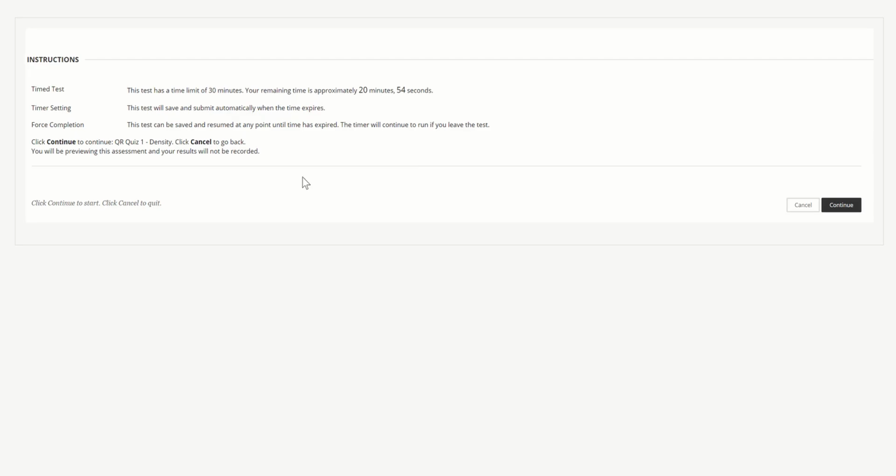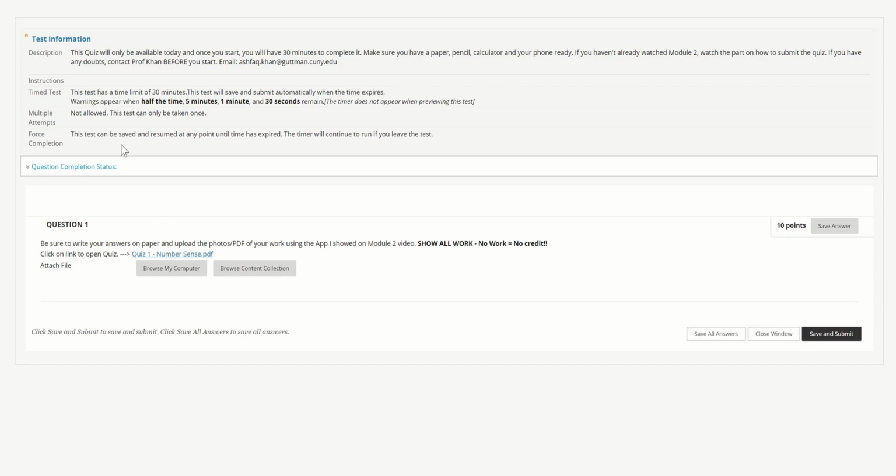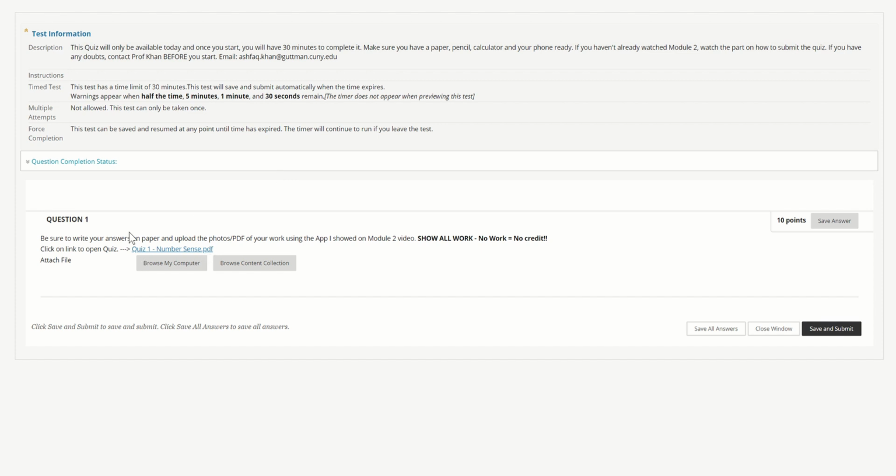So once you start, a new window will open up. You have a time limit of 30 minutes. It says I have 20 minutes because I was just messing around with it, but you'll have 30 minutes once you start, right? Hit continue. There's going to be a timer up here, right? You'll see warnings come up when you have half time, 5 minutes, 1 minute, 30 seconds remaining. So here's the quiz, right? It's going to look exactly the same.